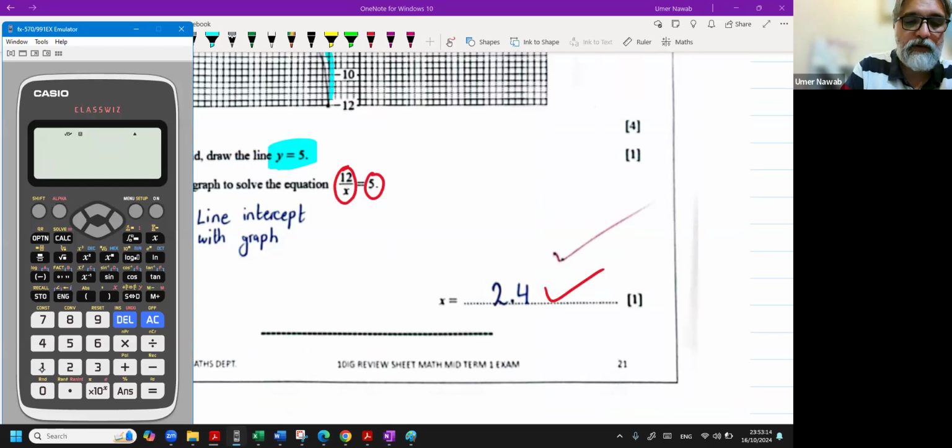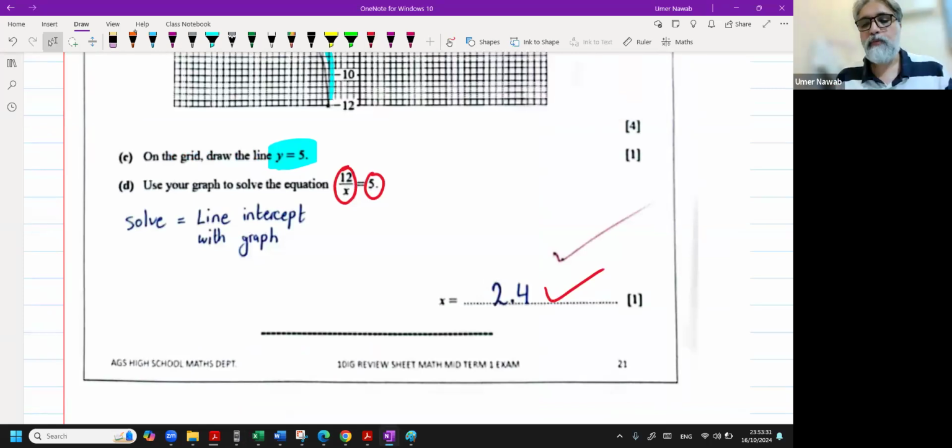You can write here 12 over x equal sign, I'm going to write it, and then 5, shift solve. Can you check? I got 2.4, which is very accurate, matching with my graphical solution.